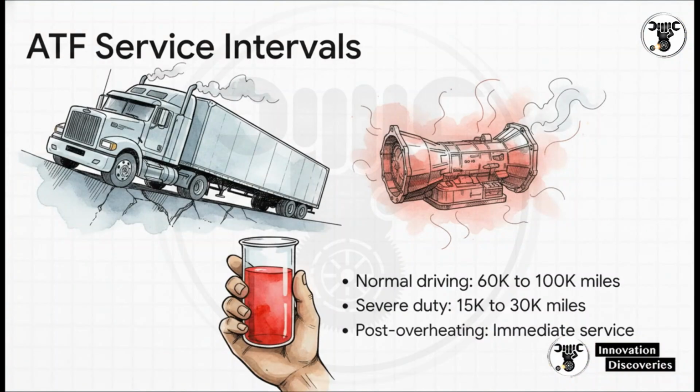First off, let's quickly establish the baseline service intervals. For normal driving, we're typically looking at 60,000 to 100,000 miles. But for severe duty, like towing or heavy fleet use, that gets slashed down to 15,000 to 30,000 miles. And if the unit ever overheats, that requires an immediate fluid and filter service, no questions asked. Remember what we said earlier, clear, bright red fluid can actually be severely shear degraded, and really dark fluid might still have perfectly fine viscosity. Color is absolutely not a substitute for proper specification testing.